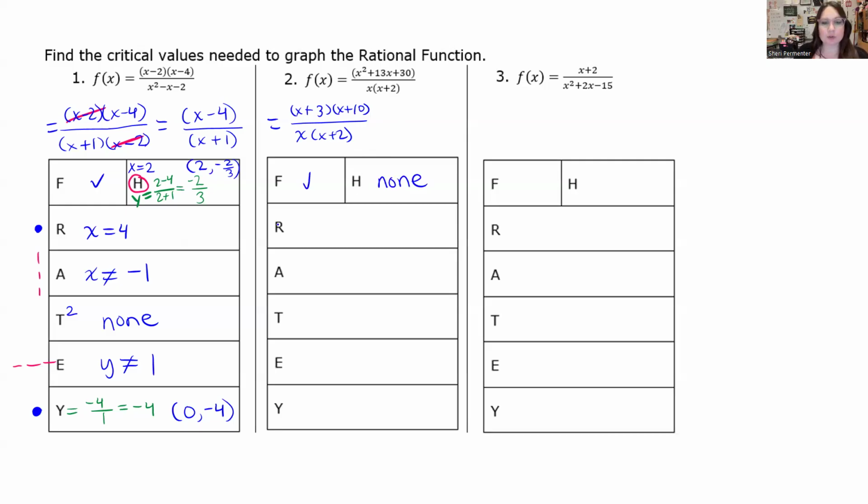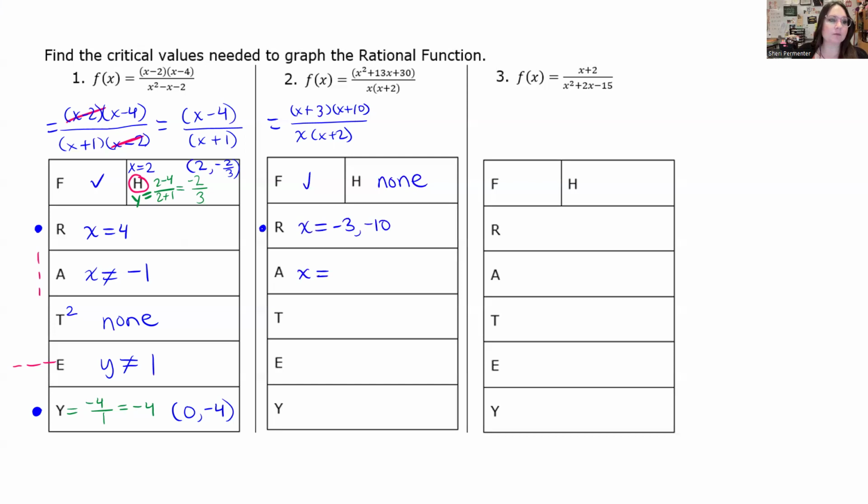Okay, roots. Roots are going to be a point on the graph and they come from the top. So x is going to be equal to what and what? Yep, x is equal, oh, wrong spot. X is equal to -3 and -10.